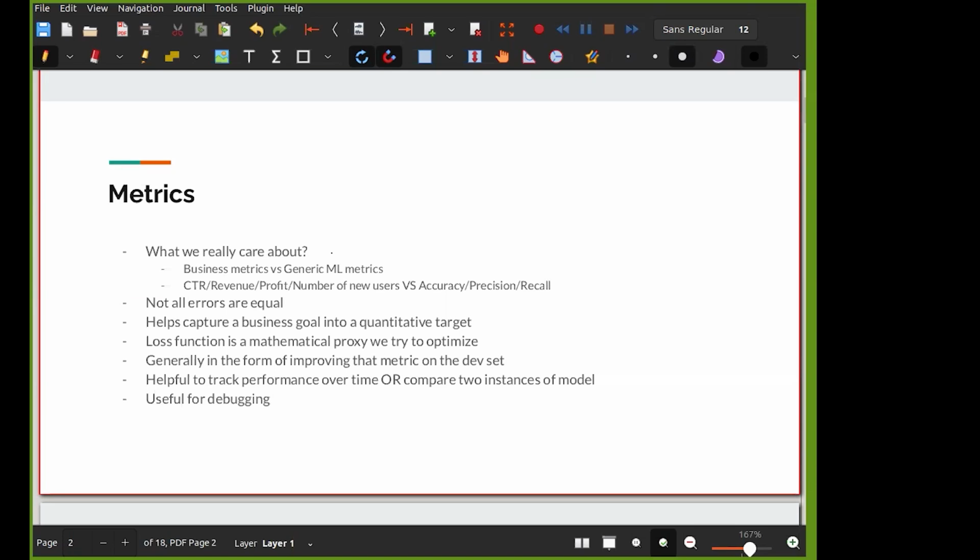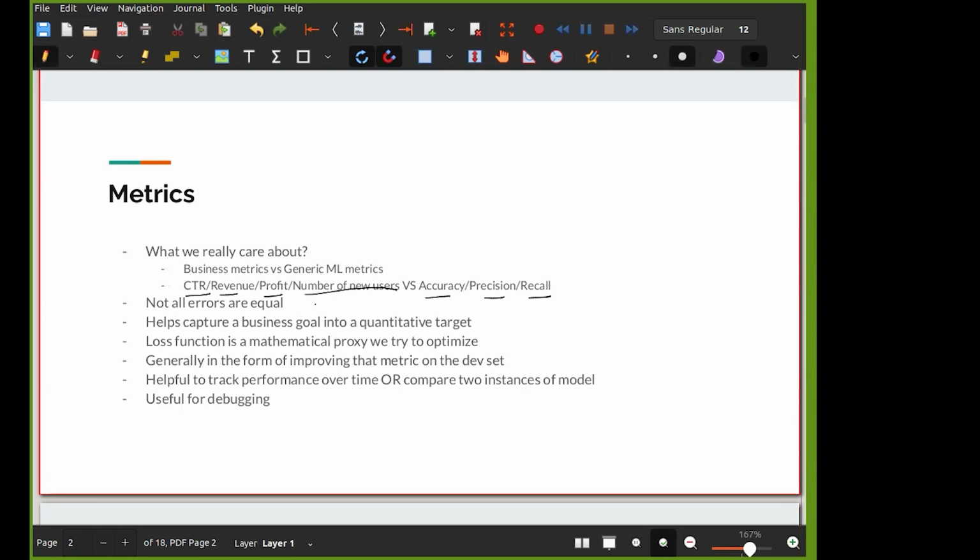And what we really care about. There could be business metrics and there could be general ML metrics, right? Examples of business metrics are click-through rate, revenue, profits, number of new users, which business really cares about. Generic ML metrics examples could be accuracy, precision, recall, and you'll see the definition of these soon enough.